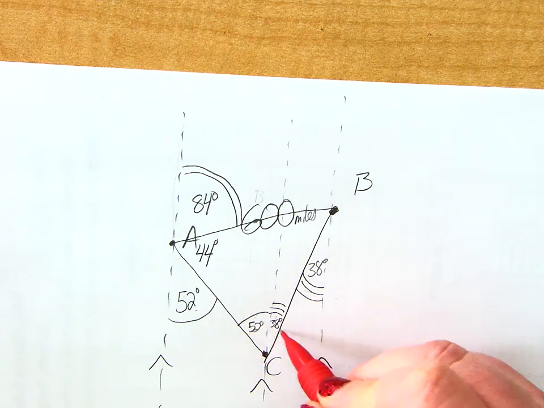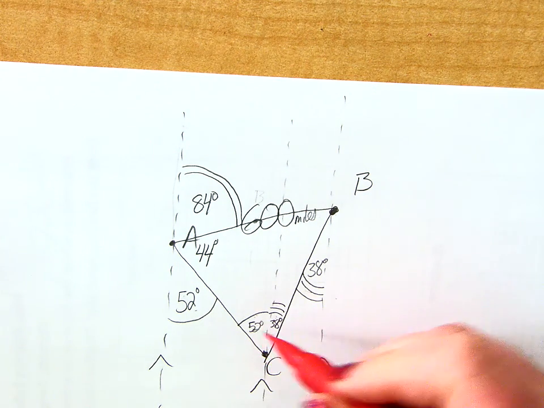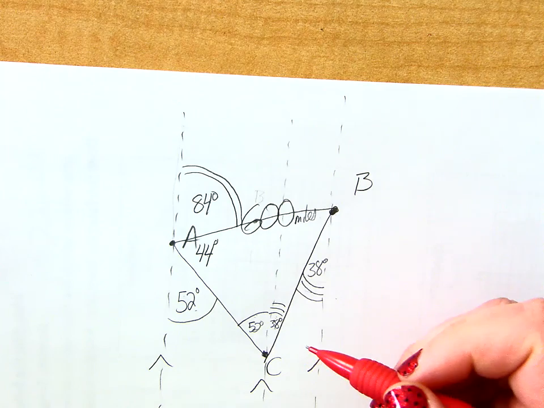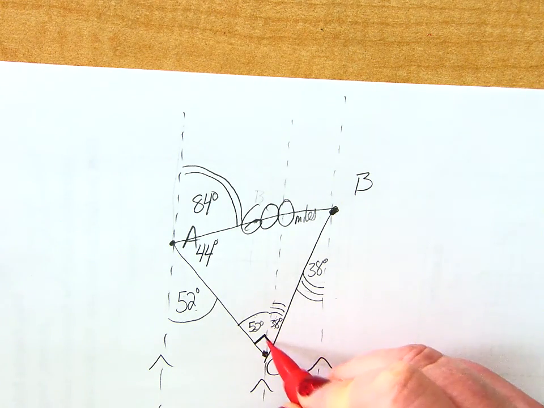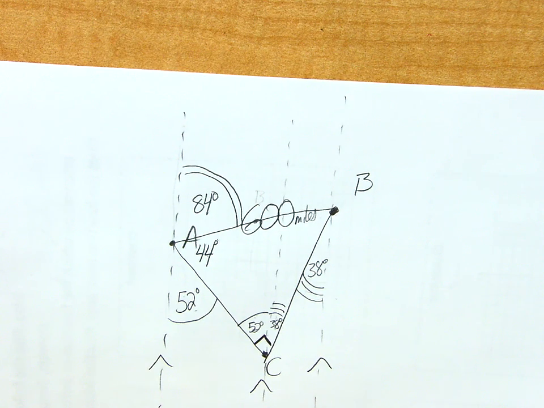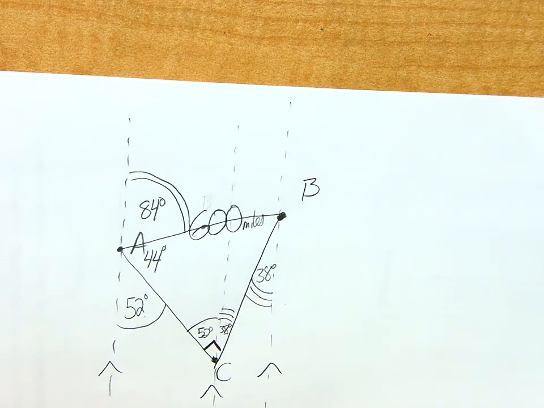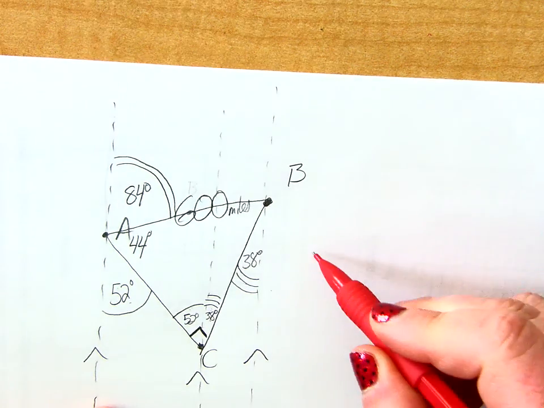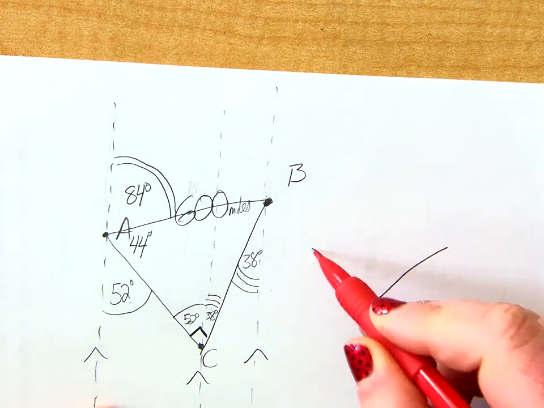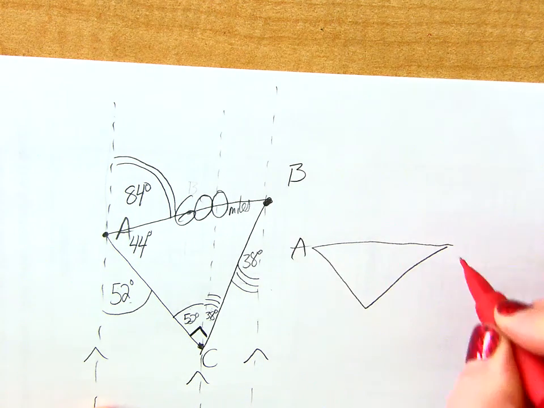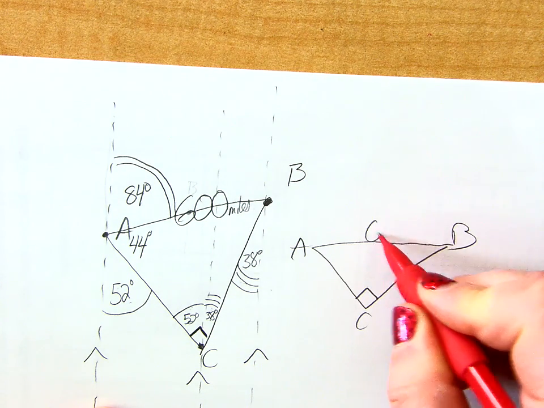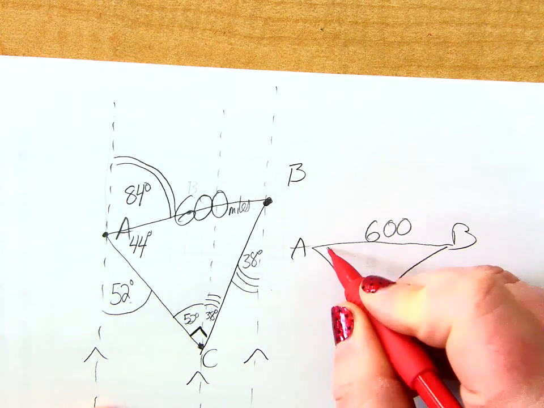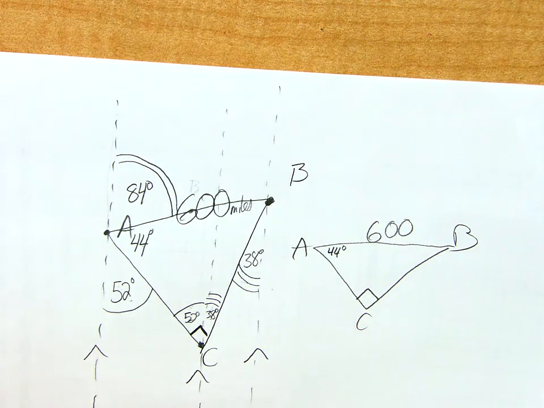So now I have this whole angle. And guess what 52 and 38 add up to be? Well, there we go. Now I know where my 90-degree angle is. So now let me redraw this so that it actually looks like a 90-degree angle. And remember, I know that AB is 600. This was 44 degrees. And what am I even trying to find?